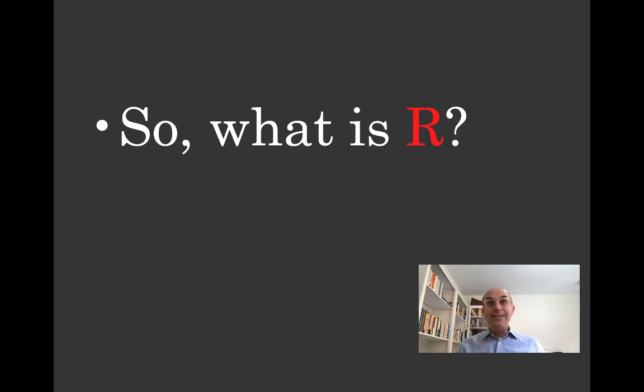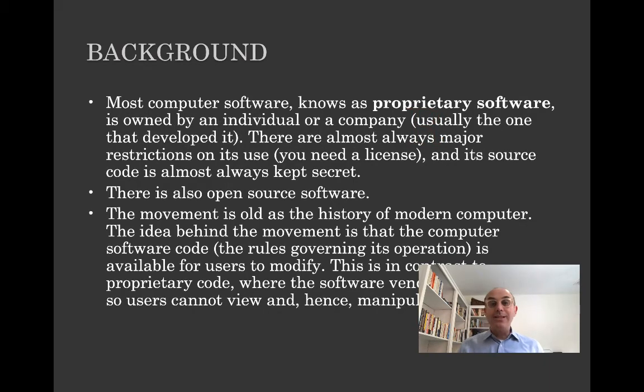So, as I told you before, I'm a big fan of R. And what is basically R? Most computer software is basically proprietary software. It belongs to a company or individuals. And usually the source is always kept secret and we do not have access to it and we cannot modify or examine it.